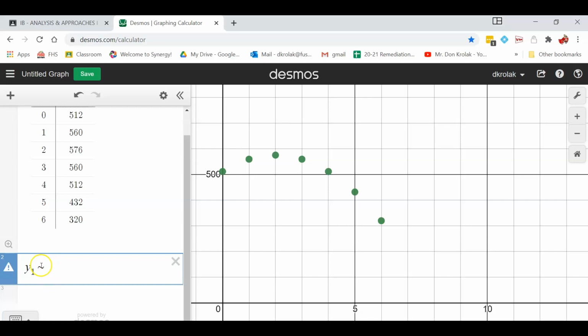As soon as Desmos sees that squiggle, we're going to tell it what kind of curve we want. Well, this looks like a quadratic to me, so I'm going to say I want a quadratic curve. Our quadratic in general form goes A, so choose A.